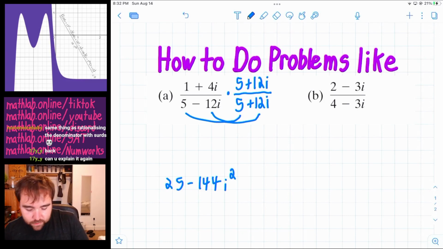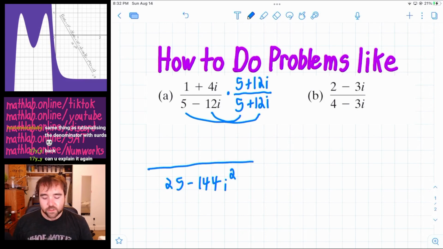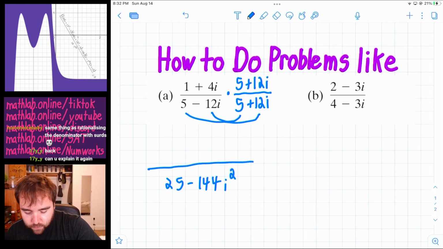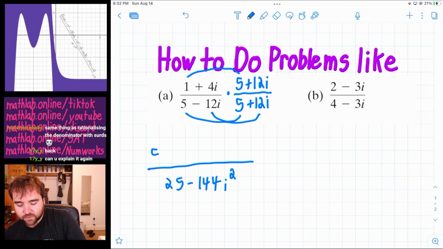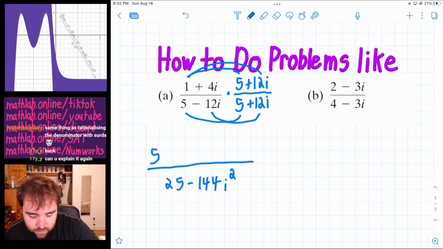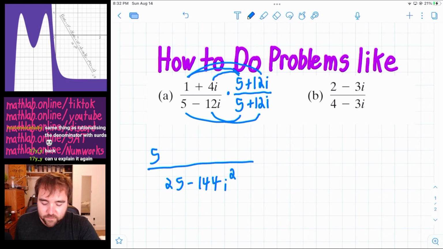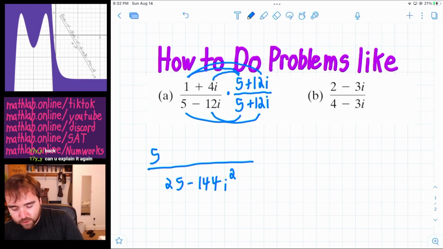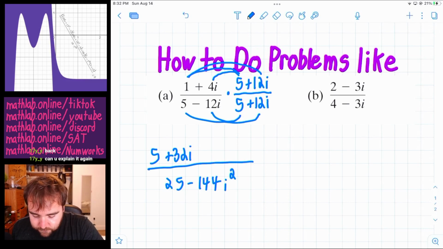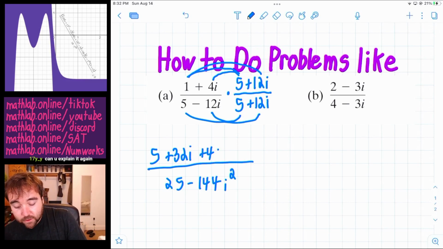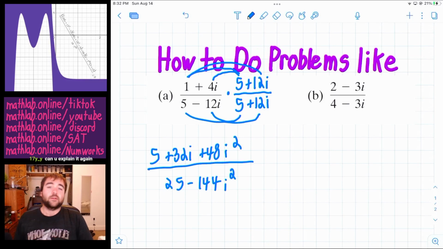And then let's go ahead and just continue. Well, no, let's do the top. So the top, now we just got to FOIL. We got 1 times 5, which is 5. And then we got 1 times 12i and 4i times 5. So we got 12i and 20i, so 32i. And then 4i times 12i, so 48i squared.